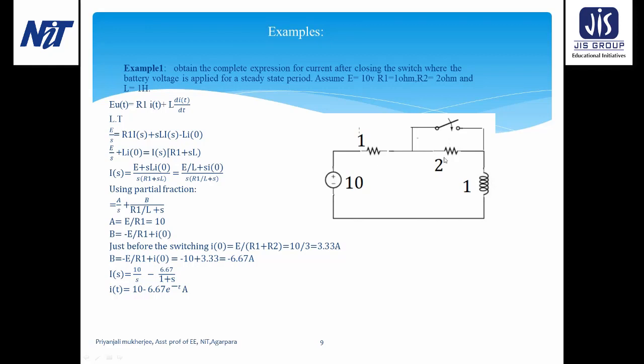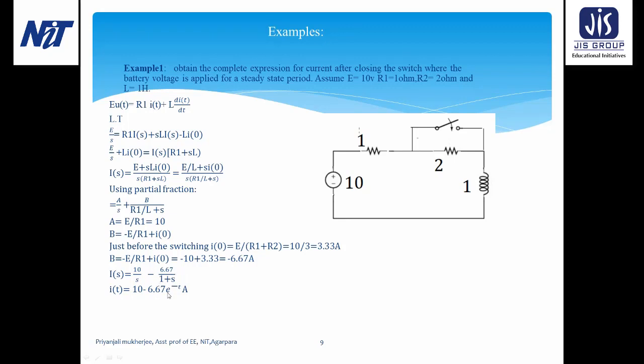So just before the switching, the total current, that is the initial current, is equal to 10 divided by R1 plus R2, that is 10 divided by 3. So it becomes 3.33 amperes, and the value of B becomes minus 10 plus 3.33, so it is minus 6.67 ampere. And I(s) is equal to 10 by S minus this term. Taking the inverse Laplace transform from this equation, i(t) is equal to 10 minus 6.67 into the inverse Laplace of 1 by (1 plus S).